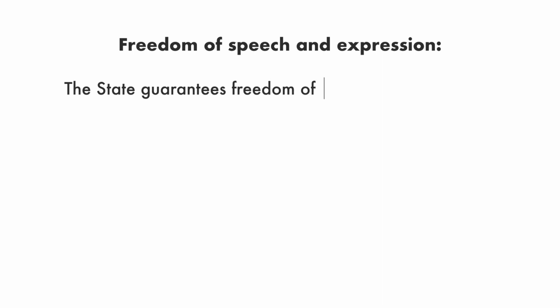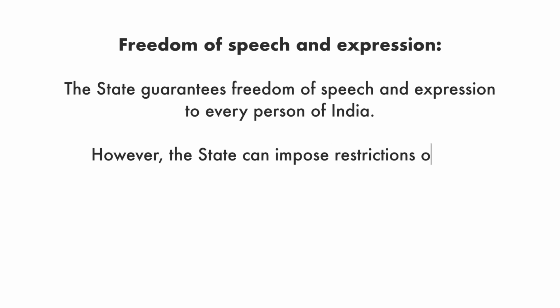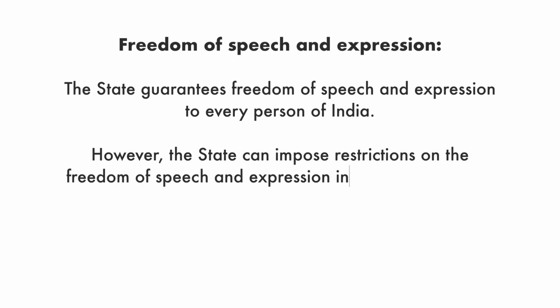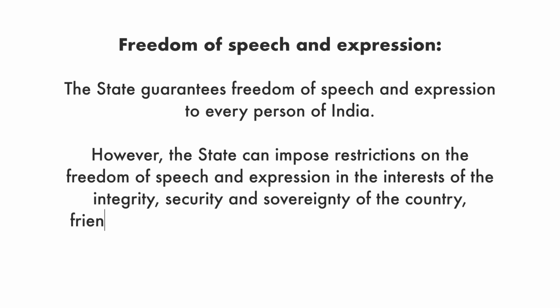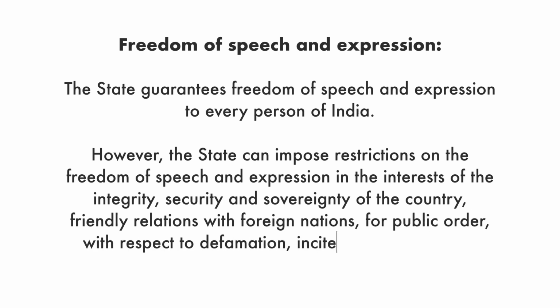In the last lesson of preamble, we discussed how we are given freedom, okay? And we are guaranteed freedom of speech and expression, so we can voice our opinions. But every thing has a limit. It should not be a hate speech, right? It should not be endangering the integrity, security, and sovereignty of our country. Also, in order to maintain friendly relations with foreign nations, for public order, with respect to defamation, freedom of speech, even though guaranteed, can be punishable if one is crossing their limits and breaking rules.